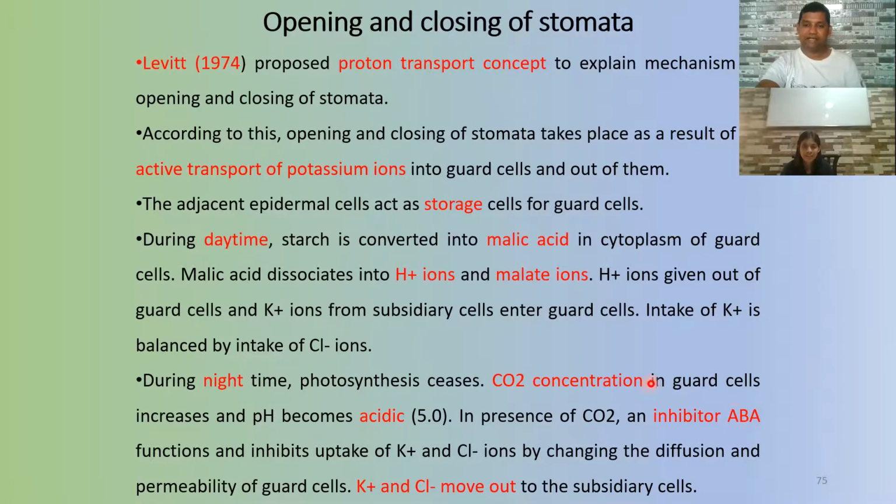The carbon dioxide concentration increases and that's why the pH becomes acidic, around 5. Increased carbon dioxide के presence में there is one inhibitor substance called ABA, abscisic acid. तो कार्बन डाइऑक्साइड अगर ज्यादा रहेगा तो ABA तब उस टाइम पे फंक्शन करेगा एंड दैट will ensure that K plus और Cl minus का जो अपटेक है वो इनहिबिट हो जाए.